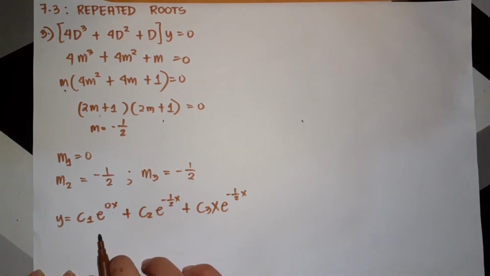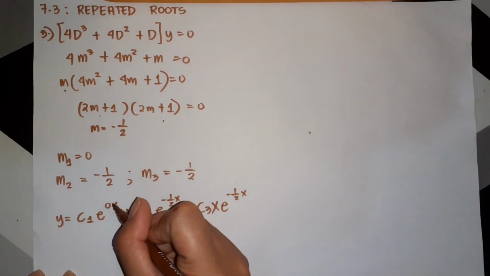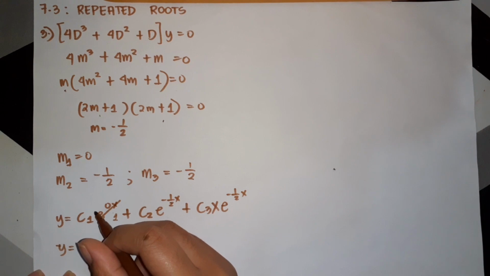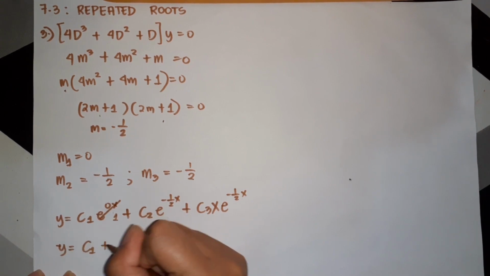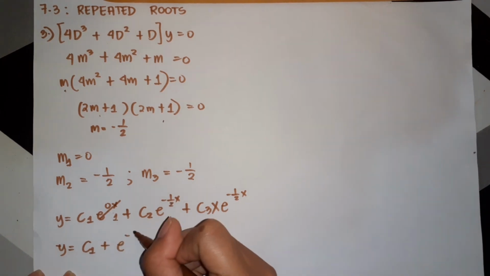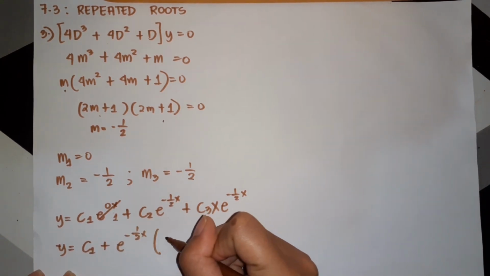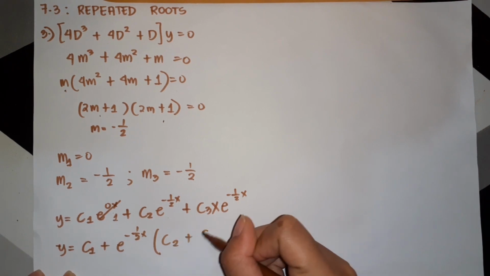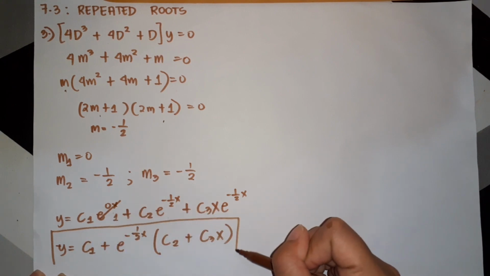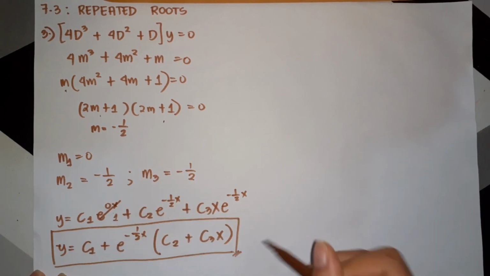So we'll just simplify. So e raised to 0x is just equal to 1. So this will be y is equal to c1 plus, since they have the same e raised to negative 1/2 x, we can isolate this e raised to negative 1/2 x times c2 plus c3 x. So this will be our general solution for our differential equation.